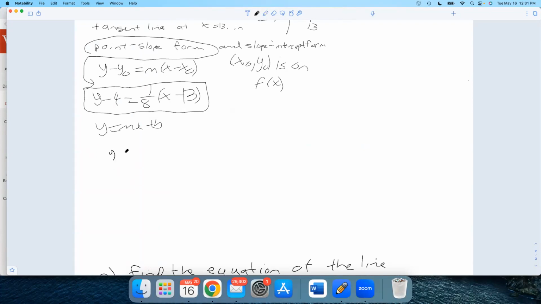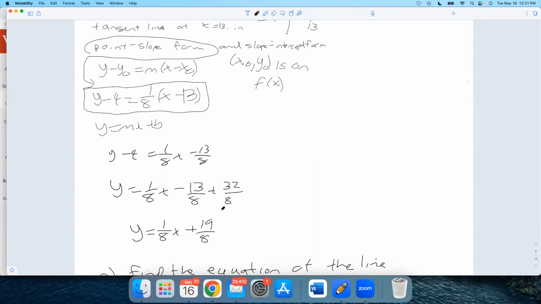Distribute that eighth. So I'll get y minus 4 equals 1/8 x minus 13 over 8. Then I got to move this 4 over. So y will be 1/8 x minus 13 over 8 plus, I'm going to go ahead and convert this to eighths. That'll be what, 32 over 8? That's 4. So let's see, 32 minus 13, I think is 19. So you guys will definitely want to check my arithmetic here, but I think we get 19 over 8.